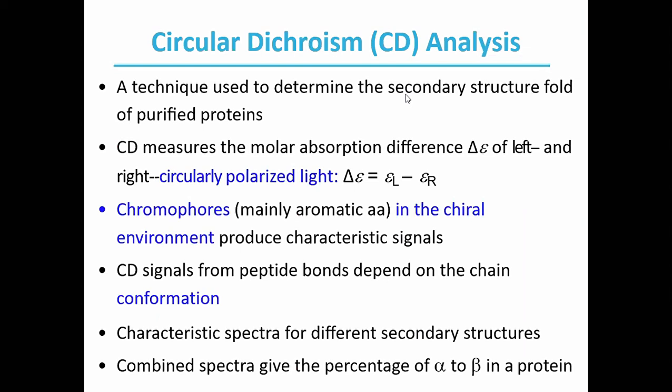So this is one way to analyze a protein structure, using circular dichroism, to see the secondary structure of the protein. We will discuss it in detail in our next lecture, when we discuss spectroscopic methods in protein analysis. But for this one, I just discuss briefly. So we use this technique to see the secondary structure of your protein. It measures alpha, beta, and turn.